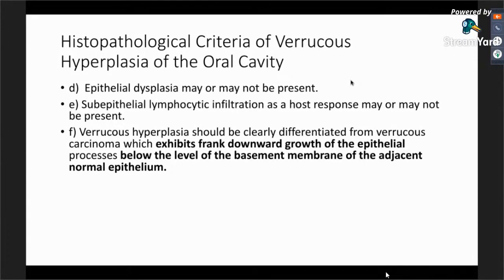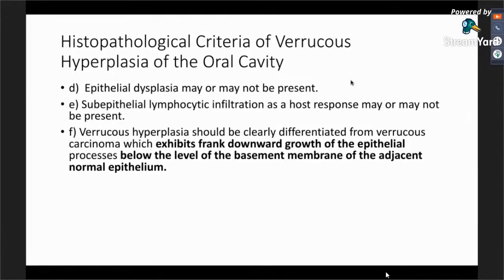And as I said, there is a suggestion to split this as well. And there is subepithelial lymphocytic infiltration as a host response, which may or may not be present. And verrucous hyperplasia should be clearly differentiated from verrucous carcinoma, which exhibits frank downward growth of the epithelial processes below the level of the basement membrane of the adjacent normal epithelium. So what we're saying is verrucous hyperplasia do not have frank downward growth, whereas the verrucous carcinoma will have downward growth, and the squamous cell carcinoma with papillary features would have invasion.